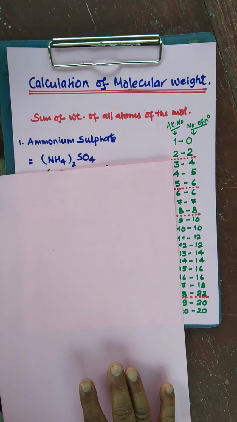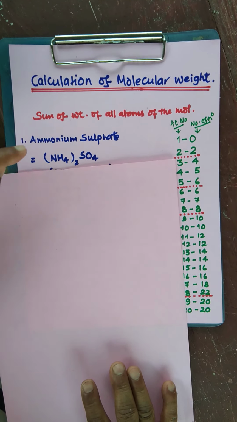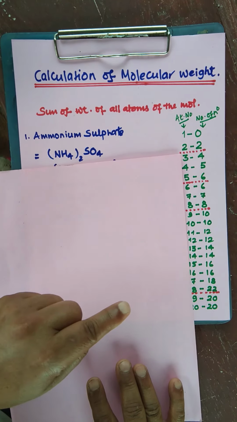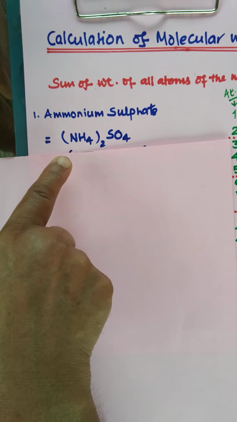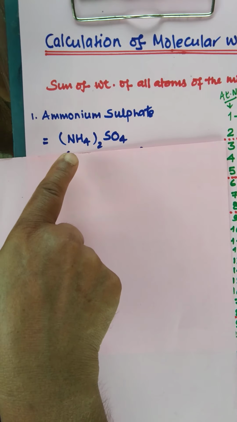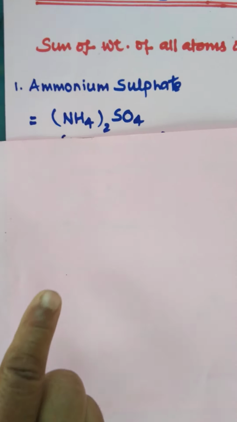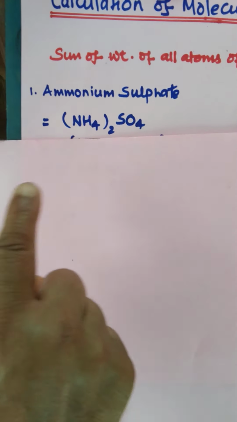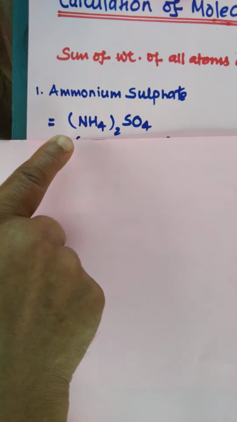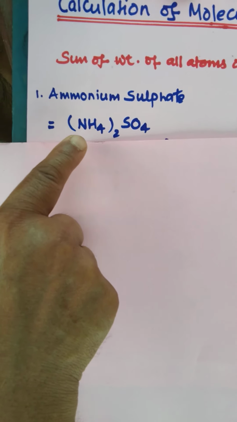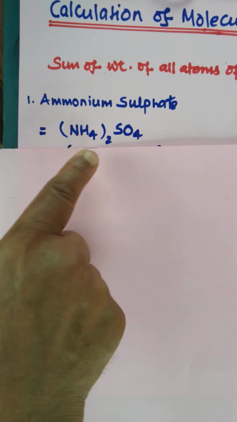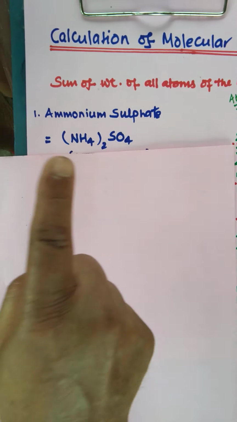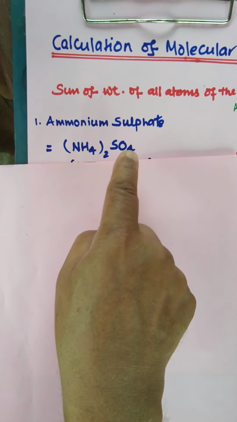Then, as described before, the sum of the weight of all atoms of the molecule is the molecular weight. That's why here it is the sum of the weight of nitrogen, hydrogen, sulfur, oxygen. But you must count how many of these atoms there are. See, there is 1 nitrogen and 4 hydrogen, but the whole 2 means this 2 applies to all: 2 nitrogen, 8 hydrogen, and SO4 has 1 sulfur and 4 oxygen.